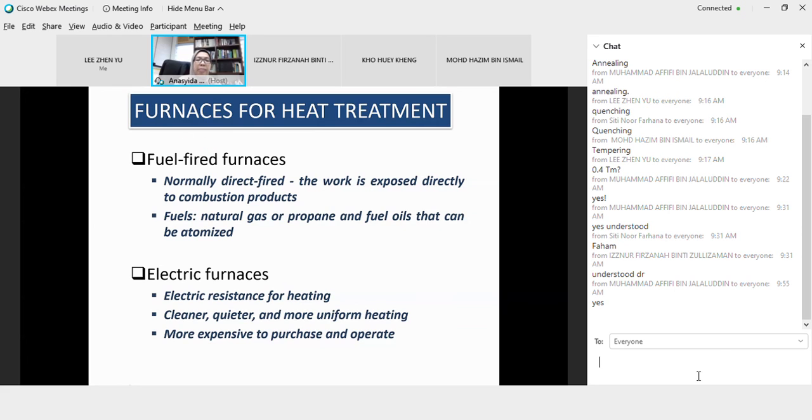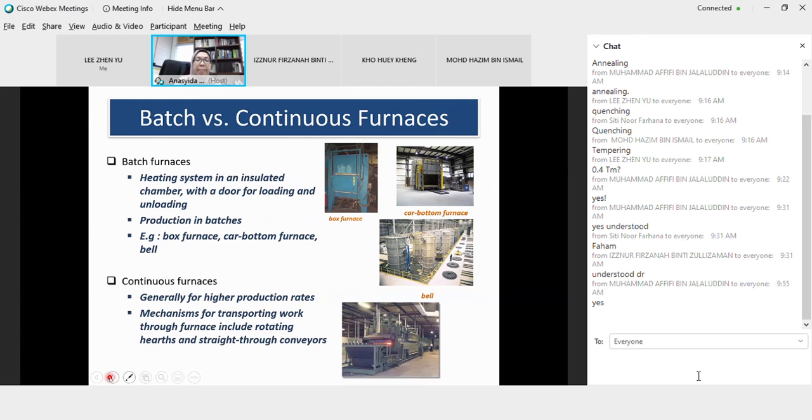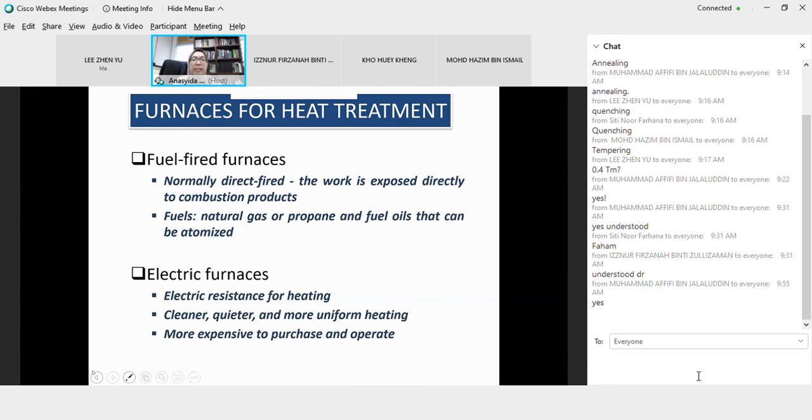This is some examples of furnaces. I won't go into detail on this. It's just a furnace type, batch or continuous furnace.